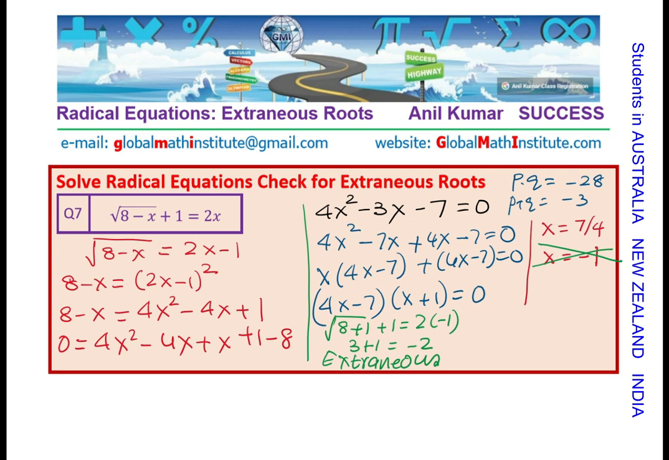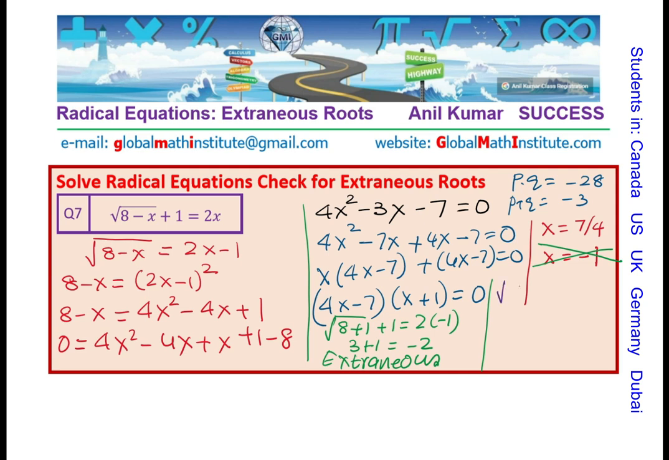Even otherwise, you will see if I put minus 1, then 2 times minus 1 will be negative. And taking one more negative. So within the radical, I cannot have a radical output as negative, right? So that doesn't work. Now let's put 7 by 4 and then check our answer.